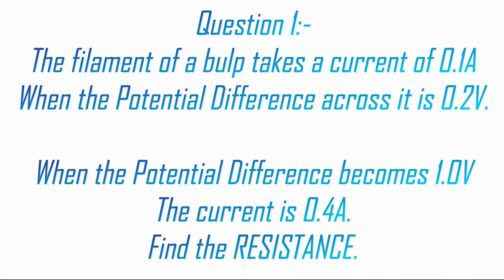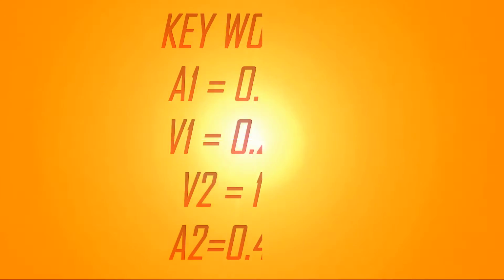The question is, the filament of a bulb takes a current of 0.1 ampere. Here is the keyword. Now you need to note down some keywords. The first keyword is that the current is 0.1 ampere when the potential difference across it is 0.2 volt. So these two data are given. Now the other part of the question: when the potential difference across it becomes 1.0 volt, another keyword, the current becomes 0.4 ampere. Now you need to calculate the resistance of the filament in both the cases.